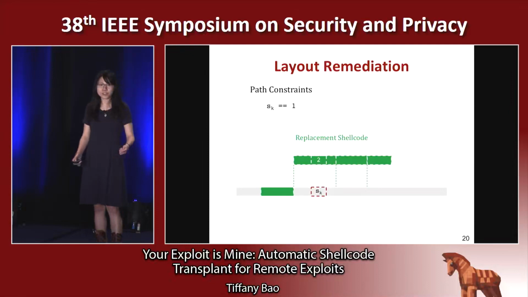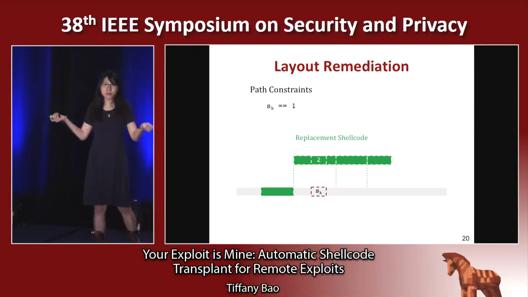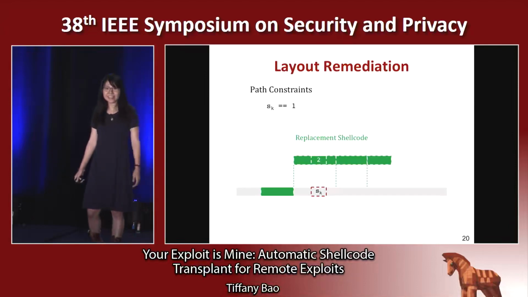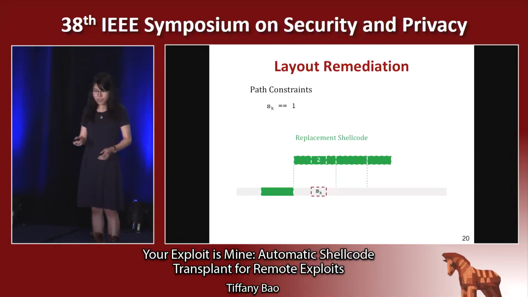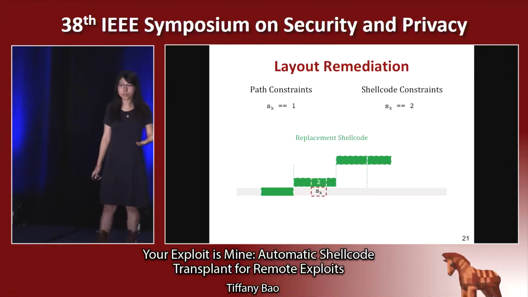If so far we still have a satisfiable solution, then we're happy, and we're going to continue. If not, we're going to relocate the first instruction. Suppose we are happy, and let's come to the next instruction. Now, when we try to put the next instruction into the memory, we realize that there is a shellcode constraint which contradicts the path constraints. So we cannot locate the second instruction there.